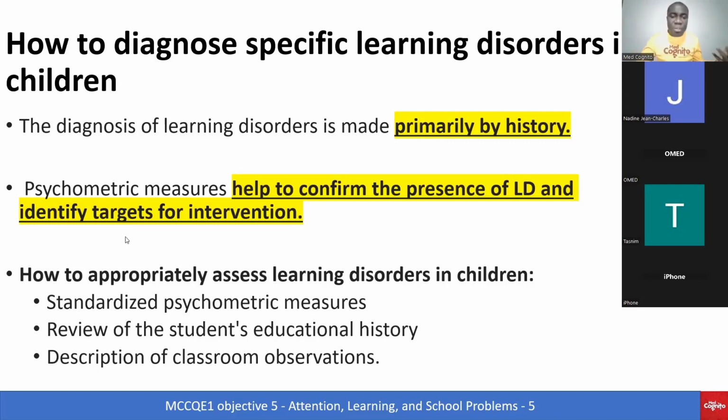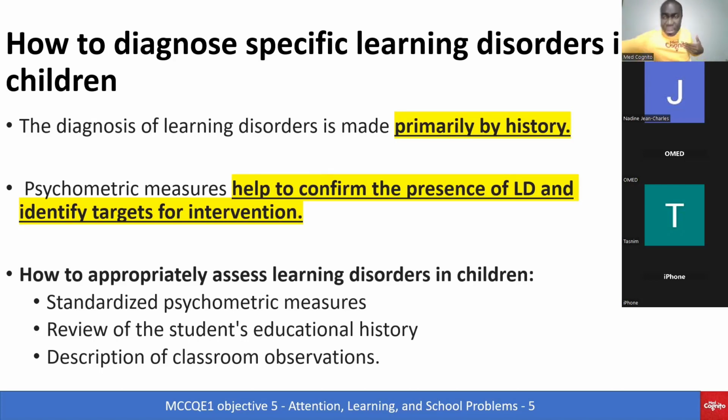If you have the option of, oh, we did psychometric testing to make the diagnosis, the psychometric testing comes to confirm. It does not help you to make the diagnosis. If you want to make the diagnosis primarily by history, this child is 5 years old but is performing at the level of a 2-year-old child. Instead of performing at grade 1 level for her age, this child is performing at grade 2 level. That's how to make the diagnosis.